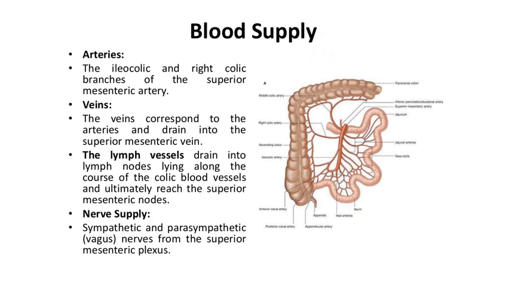The blood supply of the ascending colon comes from the ileocolic and right colic branches of the superior mesenteric artery. The veins correspond to the arteries and drain into superior mesenteric vein. The lymph vessels drain into lymph nodes lying along the course of the colic blood vessels and ultimately reach superior mesenteric nodes.